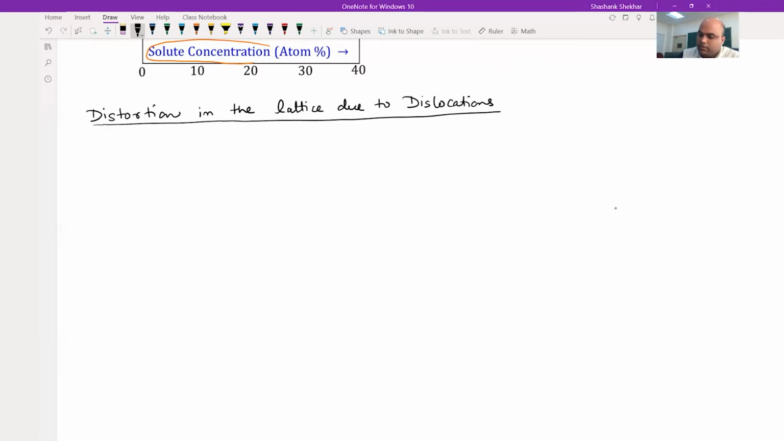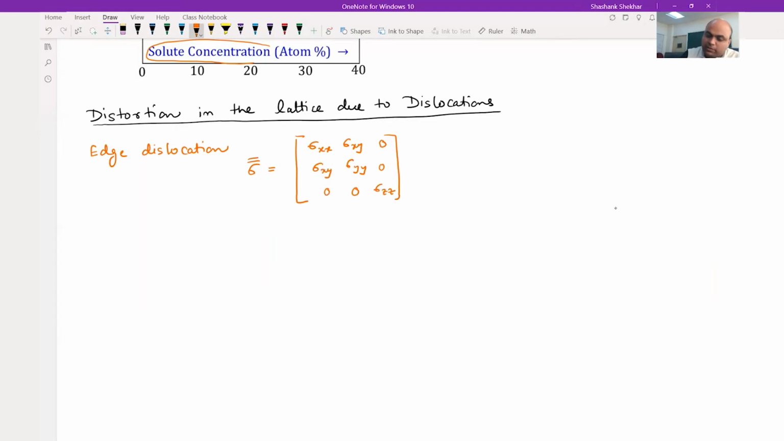Okay. This one has been discussed by Professor Sashant Shekhar, so we'll move slightly faster. We have two types of dislocations in general, edge dislocation and screw dislocation. So when we have edge dislocation, the stress field around the edge dislocation, we can write as sigma xx, sigma yy, sigma zz. Then we have these two components and the rest are zero.